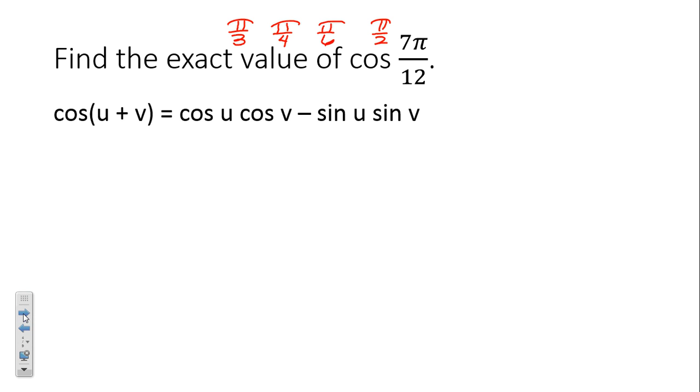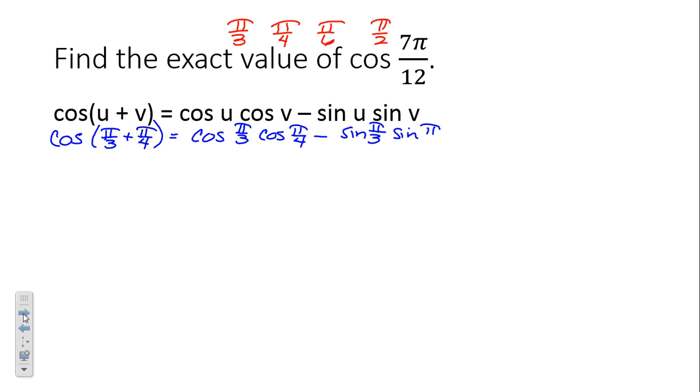So we're going to use cosine of pi over 3 plus pi over 4. First one listed is the pi over 3. So we're going to take the cosine of pi over 3 times the cosine of pi over 4 minus the sine of pi over 3 times the sine of pi over 4.